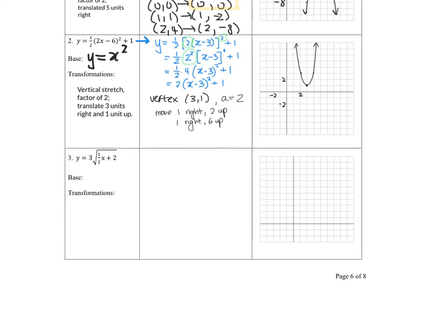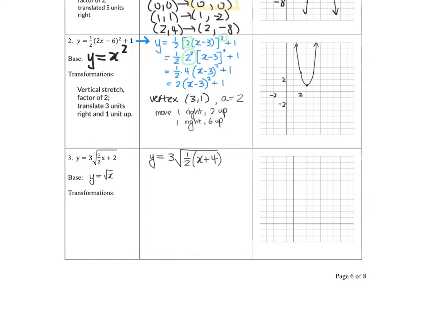So now let's work on this last example on this page, which is the root function. So for the root function, the base is y equals root x. Now, before I state the transformations, I am going to common factor out the half underneath the root. So I'm going to get x plus, this 2 divided by half is the same thing as 2 times 2, so I'll be left with 4.